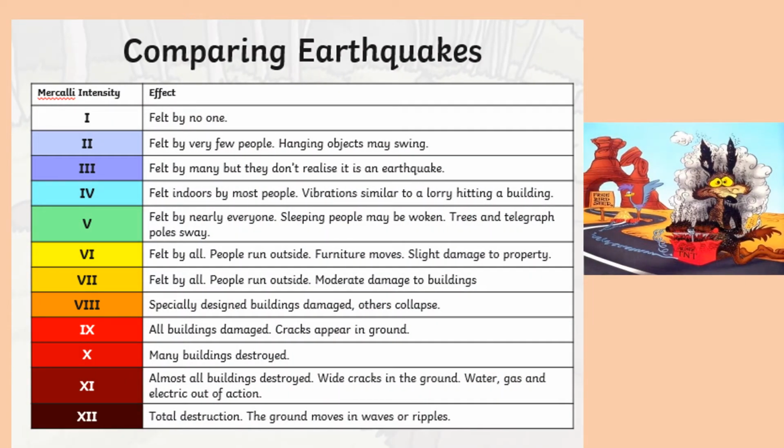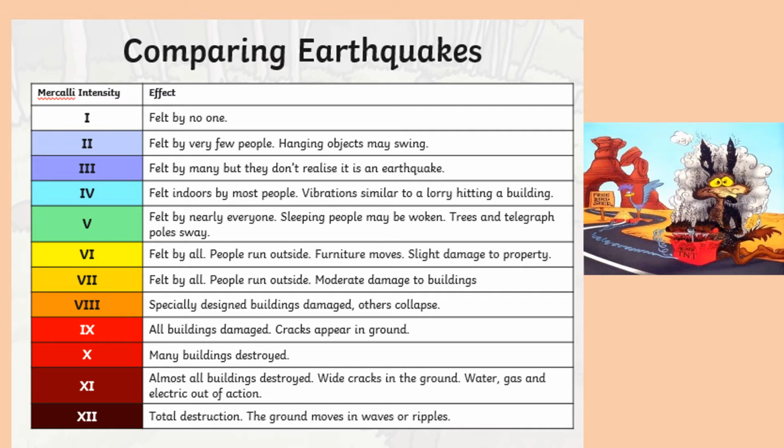Comparing earthquakes. Okay, the Mercalli scale, the intensity, the effect. A 1 is felt by no one. 2, felt by very few people. Hanging objects may just swing a little bit. Number 3 is felt by many, but they don't realise it's an earthquake. Number 4, felt indoors by most people, vibrations similar to a lorry hitting the building. Number 5, felt by nearly everybody, sleeping people may be woken, trees and telegraph poles might sway. Number 6, felt by all, people run outside, furniture moves, slight damage to property.